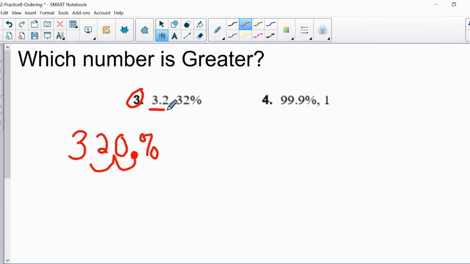I knew that my percentage would be over 100 because this number has both a whole number portion and a decimal portion. So I know just by looking at it that it'll be a percentage over 100. So in these two numbers, 3.2 is bigger than 32%.